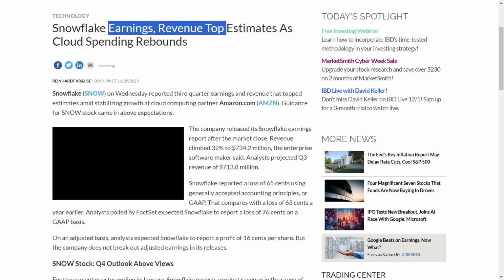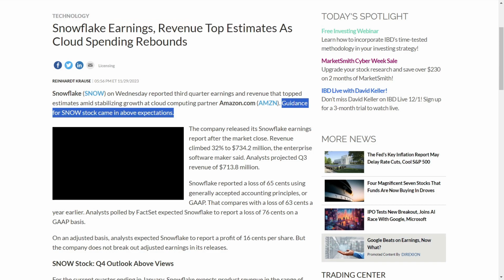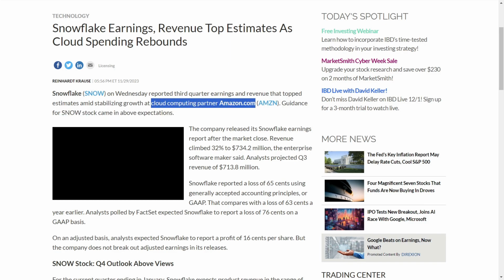Both earnings and revenue topped analyst estimates, and Snowflake's guidance also came in above expectations. What's also great is that they just inked a partnership with Amazon.com, which we all know is another massive cloud behemoth. And so this bodes well for the company's future growth and stability.